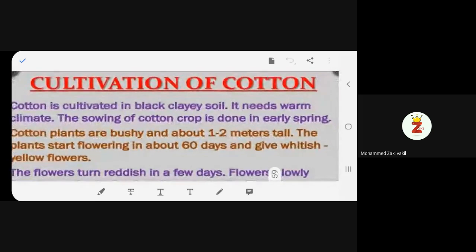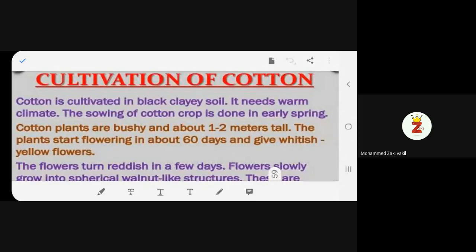Which soil is important for cotton? Black clay soil, very fine soil. What sort of condition does it require? Warm climate, that is tropical climate. And when is sowing of this cotton crop done? Early spring. Now, what is the meaning of spring, beta?